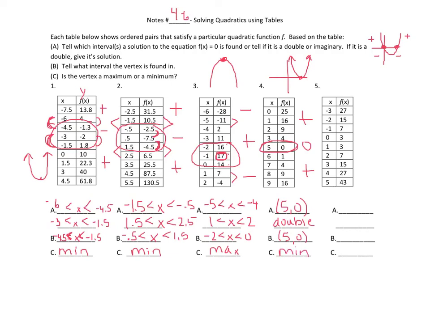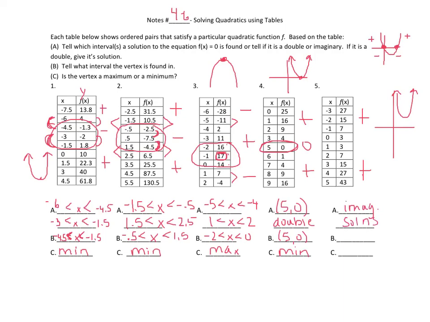Okay, number 5. On number 5, it's positive, and then it stays positive all the way through. So that means you've got a quadratic that's only above the x-axis. It's not going to have any real solutions. These are going to be imaginary solutions, so you're just going to write that down.